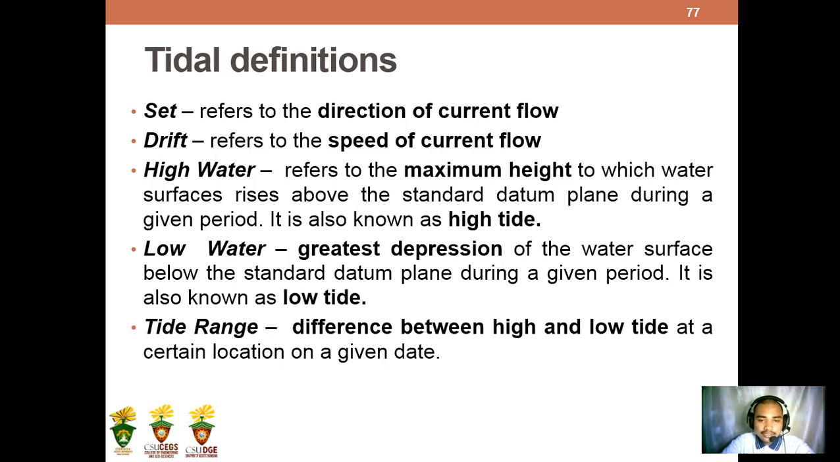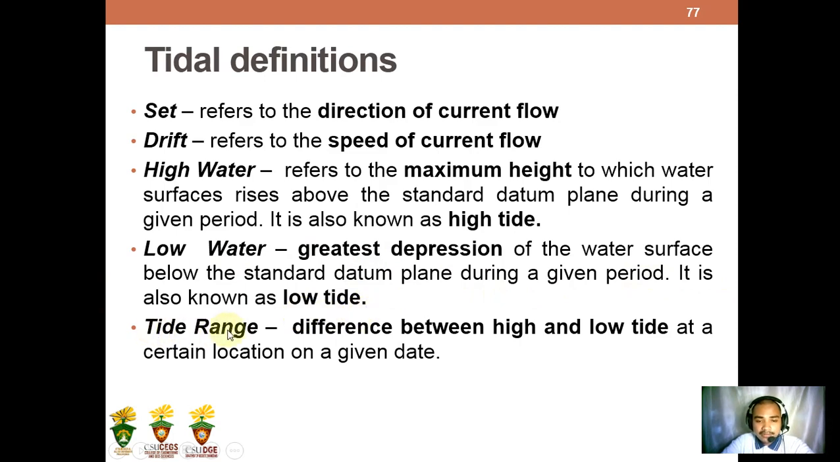Another one is the high water. It refers to the maximum height to which the water surface arises above the standard datum plane during the given period, or in other terms, it is what we call high tide, maximum height. Another one is the low water. It is the greatest depression of the water surface below the standard datum plane during the given period. When you say standard datum plane, kana kung asa naka-base ang ato, or kanang gitawag nato og sea level. Sa Philippines, we usually use the mean sea level. And low water is also known as low tide.